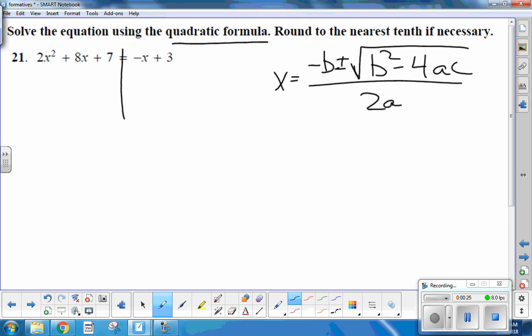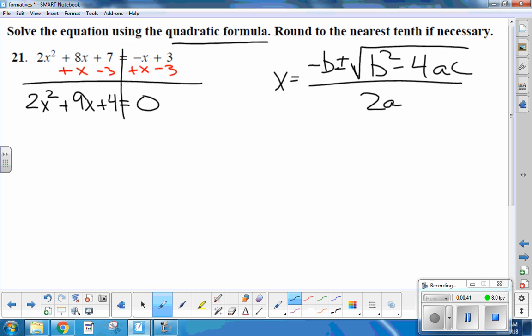So I want to make sure that I add x to both sides, and I subtract 3 from both sides so that I can get 0 on one of them. It doesn't matter which side it is. So it's going to be 8x plus x is 9x plus 4, and that's all 0. Now I can do quadratic formula, but I'm going to label my A, and my B, and my C. And now I can plug those into my formula.